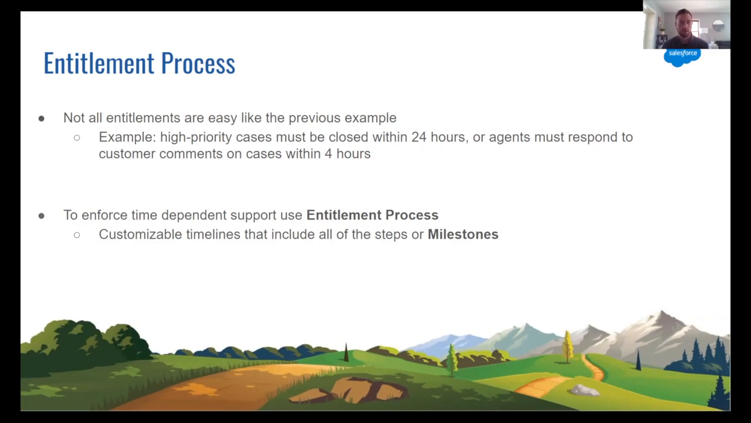In this example, we want this high priority case to be closed within 24 hours. Agents must respond to customer comments within 4 hours. So it's where you're getting multi-step, adding criteria. We want to use this entitlement process. The Salesforce definition of entitlement process is to enforce time-dependent support. And then we customize these timelines and all these steps using milestones in Salesforce.